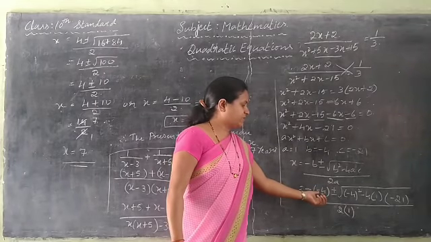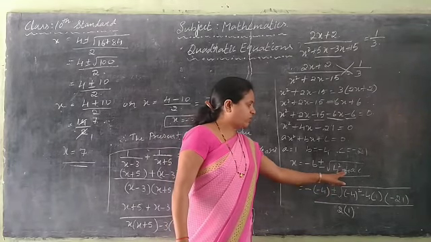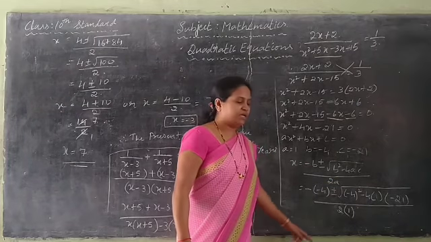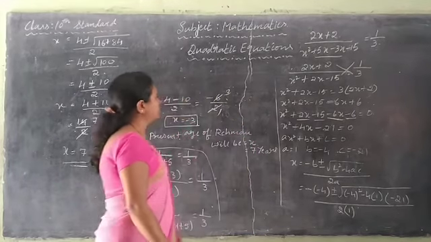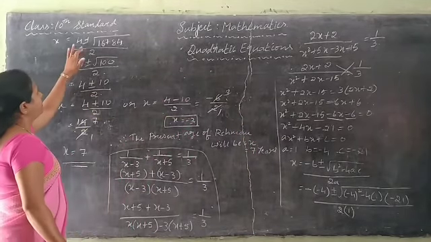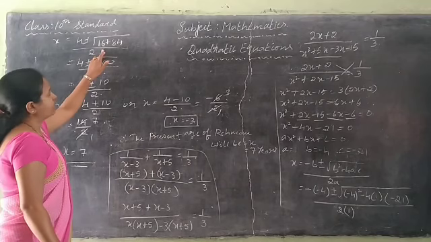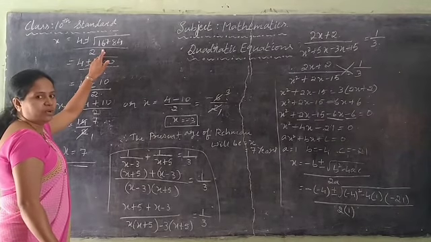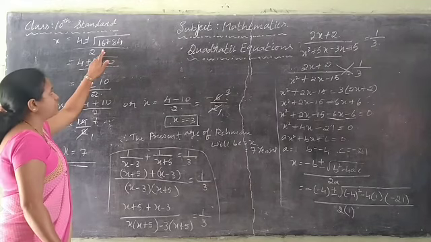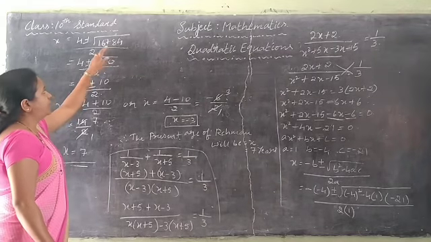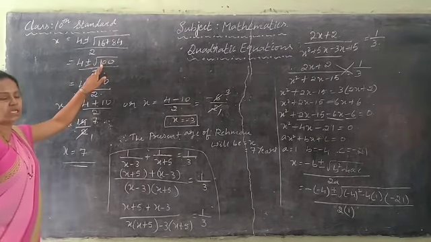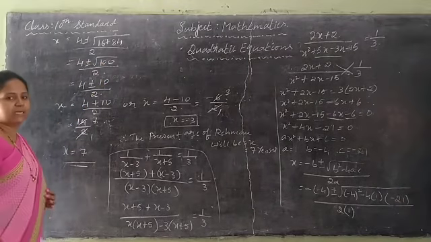So the value of x is minus b, that is minus of minus 4, plus or minus the square root of b squared, that is minus 4 whole square, minus 4 into 1 into minus 21, divided by 2 into 1, children. Then 4 plus or minus 4 square means 16. In the same way, 21 into 4 is 84. Minus into minus will become plus. Then 84 plus 16 is 100, children.